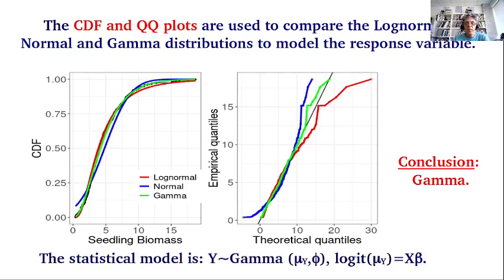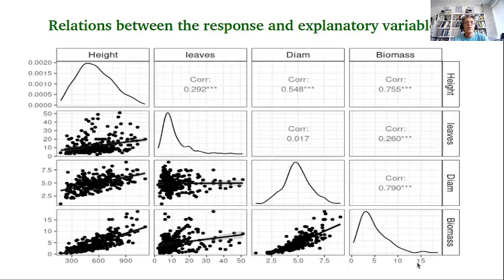So the statistical model is that the response variable follows a gamma distribution with a mean and a dispersion parameter, and we use the log, not the logit, link function for this purpose. So we are going to assess the relationship between the explanatory and the response variables.